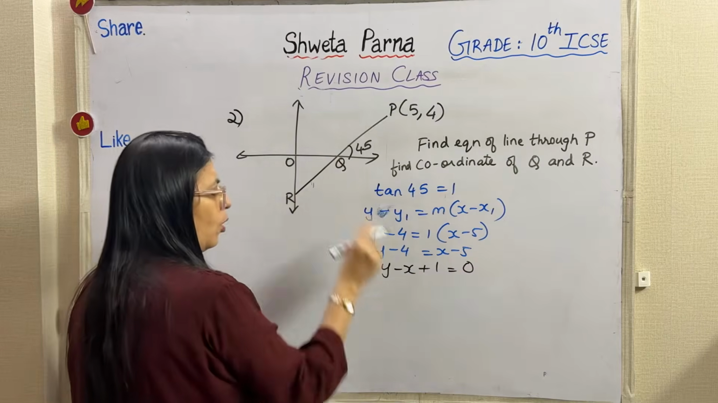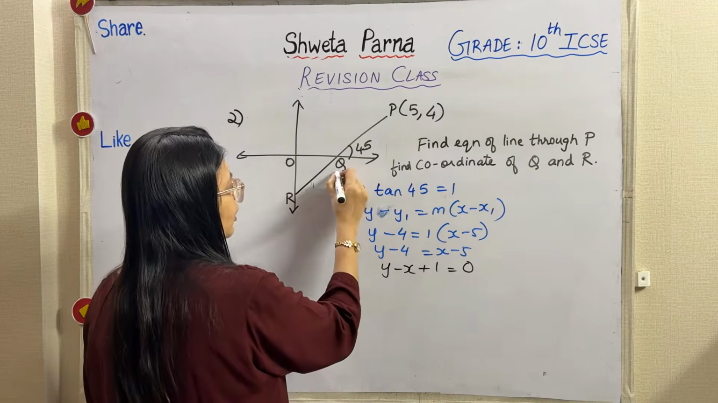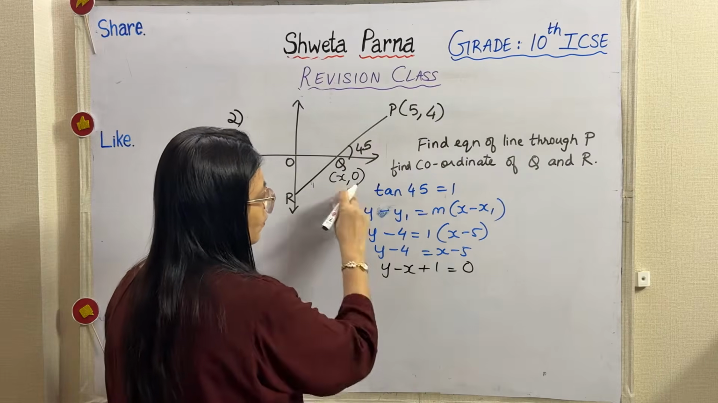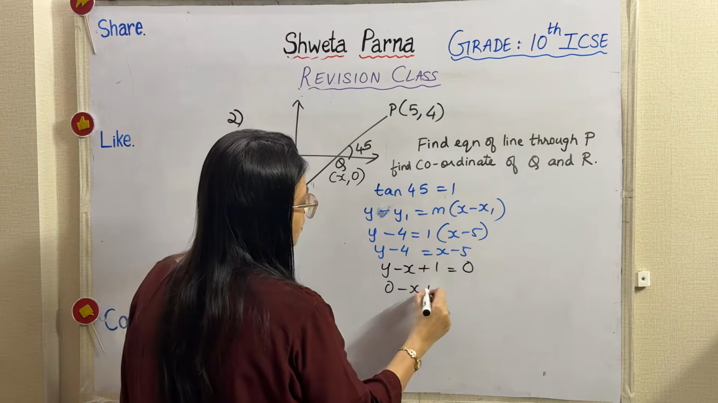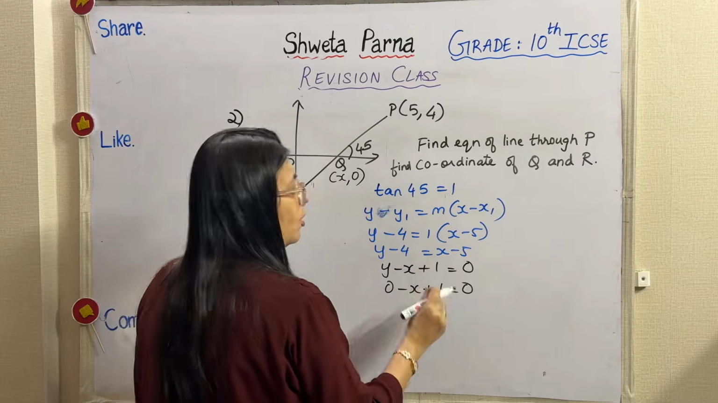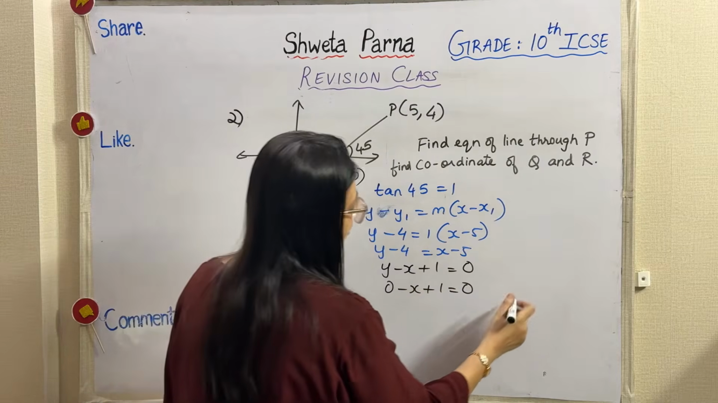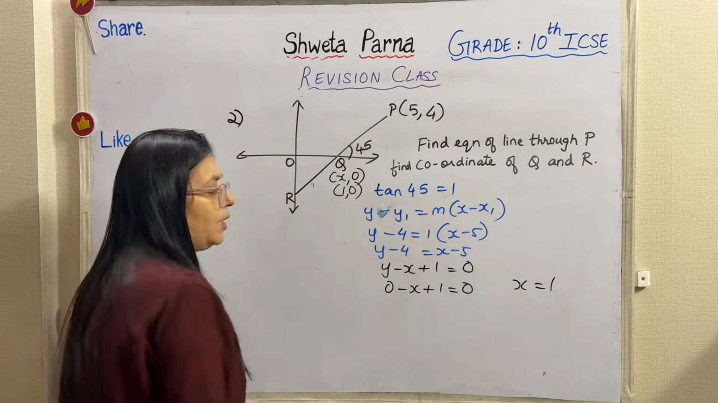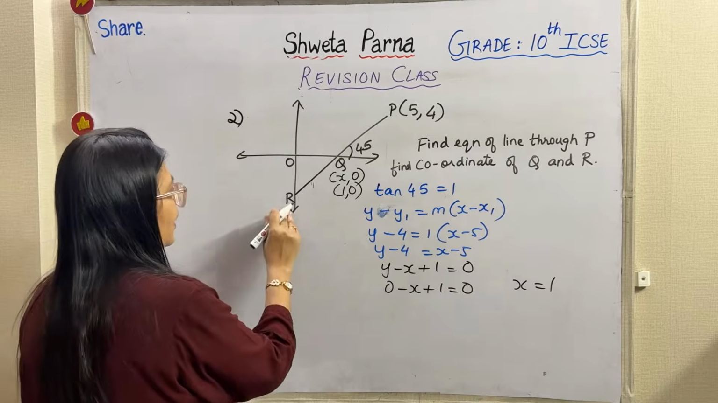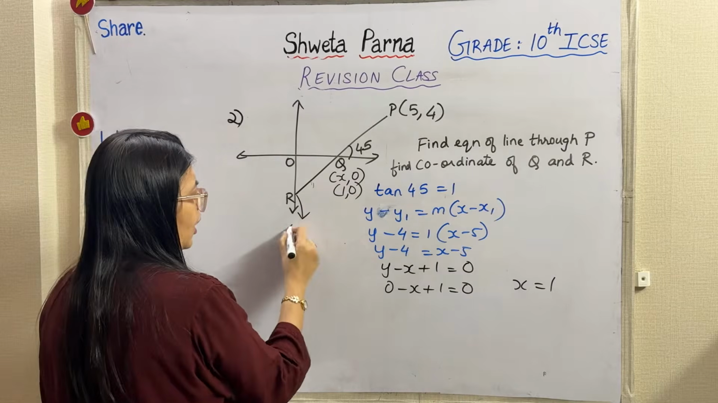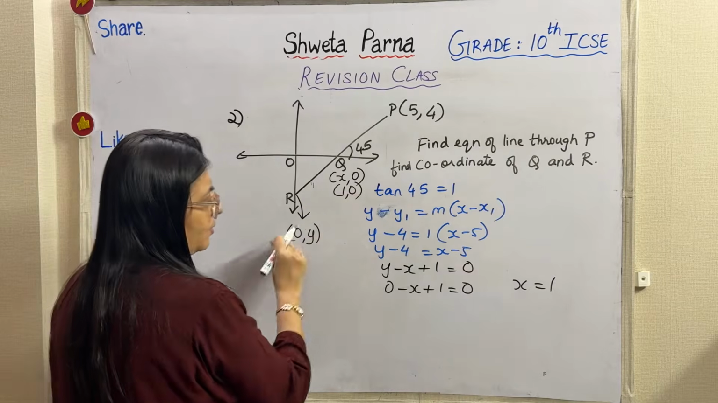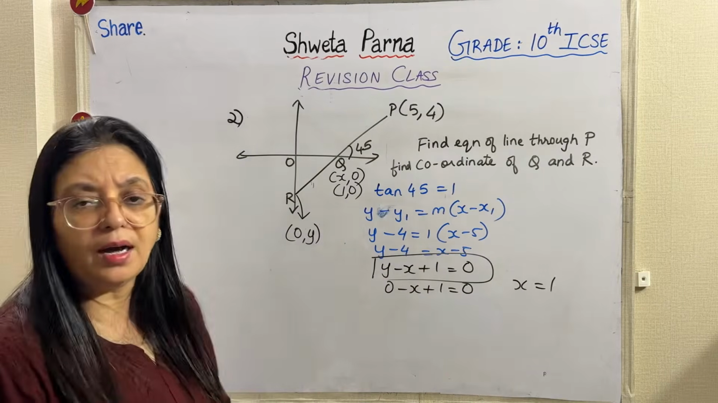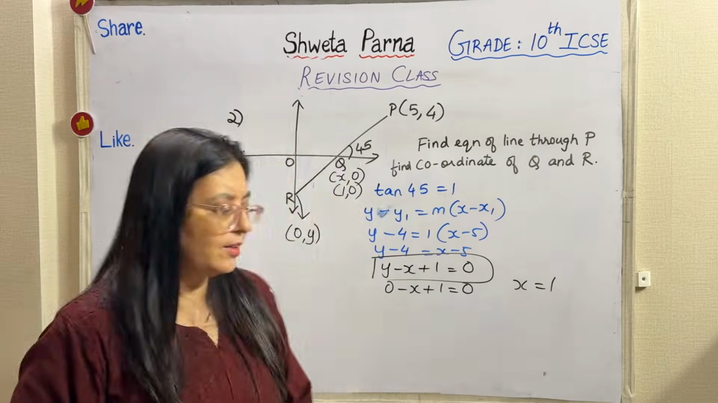Now, the point Q also lies on this line. What is the coordinate for point Q? It is x comma 0. Substitute the value. y is 0, so minus x plus 1 is equal to 0. So minus x is equal to minus 1, x is equal to 1. So the coordinate is 1 comma 0. Same way, R. What is the coordinate for R? R is 0 comma y. Substitute it in the equation and you will get the coordinate for R also. Clear? Let's move ahead.